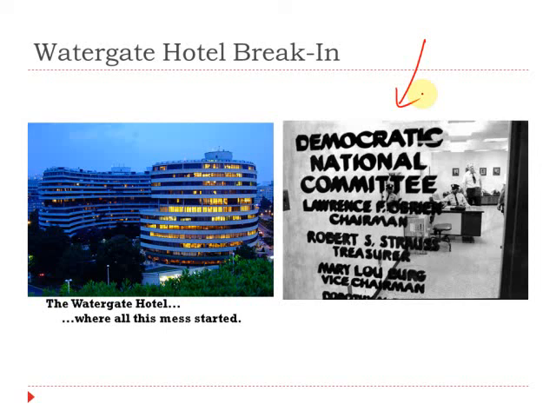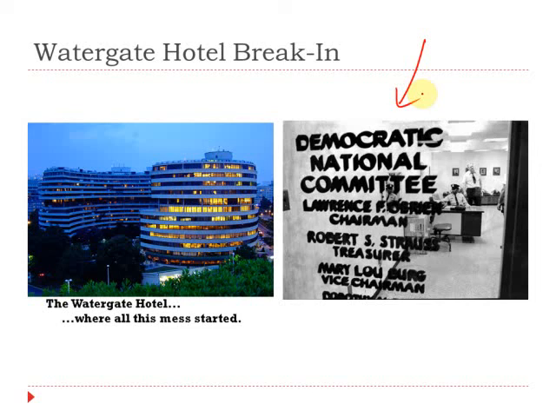The reason they broke into the DNC is they wanted to steal their campaign strategies. So again, they broke into the Democratic National Committee, and the goal was to steal their campaign strategy. The reason why they wanted to do this was this.